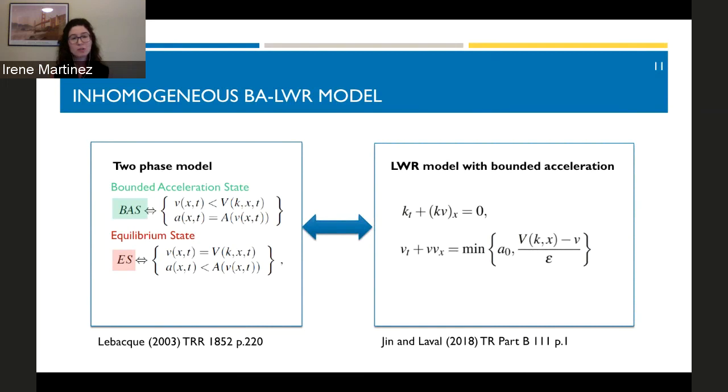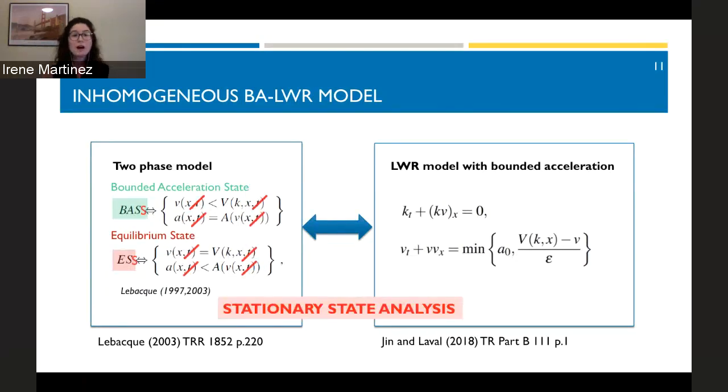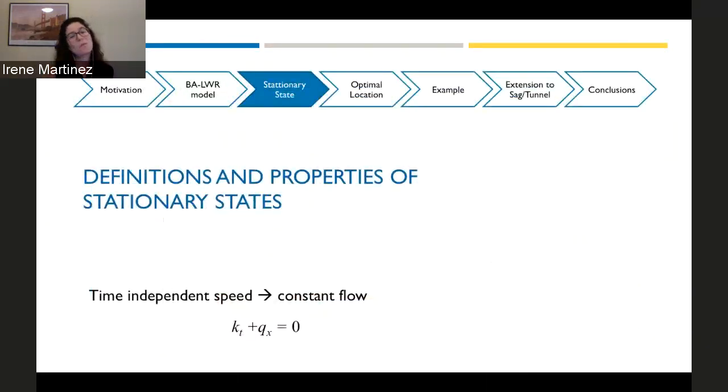This two-phase model has been shown to be equivalent to the LWR model with bounded acceleration recently, and I'll be using this bounded acceleration LWR model formulation. But I will be focusing on stationary states, so there is no time dependency. Speed, density, and acceleration are all time independent. I will refer to this as BASS for the bounded acceleration stationary state and ESS for the equilibrium stationary state. As you know, when there's a stationary state and no time dependency on any variables, the flow is also constant.